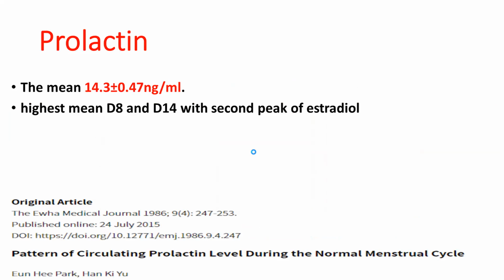Another test that is requested once during your cycle of induction is prolactin. And prolactin is usually normal from 2 to 20. The mean is 14.3. The highest mean is on day 8 and day 14, with the second peak of estradiol.